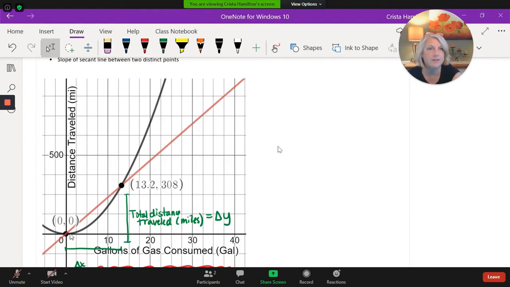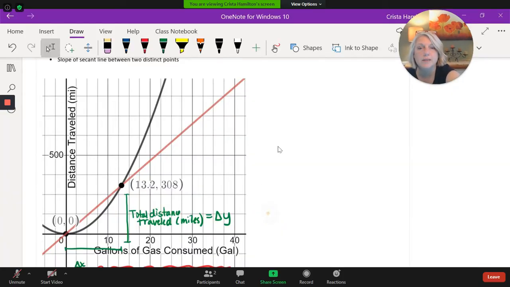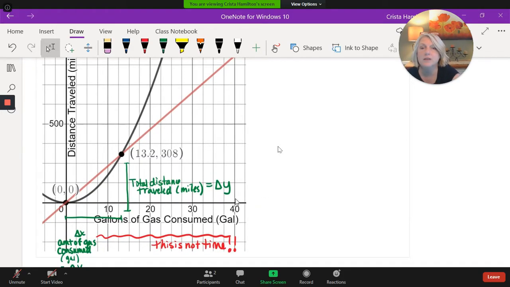And just for your fact of the day, the secant line is named that because of the Latin root of the word, I think it's pronounced secare, but I don't know. Whoever's taking Latin can speak to that. But that means to cut. So it is a line that cuts through the curve and hits it in 2 points. And so this slope that we're looking at is total distance traveled divided by total gas consumed on the trip.